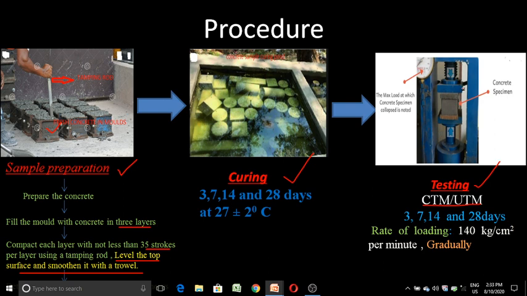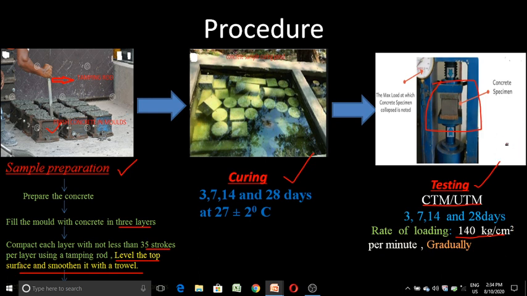Here you can see clearly how the sample is placed in the compression testing machine. Here we have a bottom level surface and a top loading plate. On the bottom loading plate we place our cube, and the top loading plate must come exactly in contact with the concrete specimen. Then we have to apply the loading onto the cube. The loading must be applied at a rate of 140 kg per centimeter square. Here we have a surface area, and over that surface area of the cube you have to apply the load.